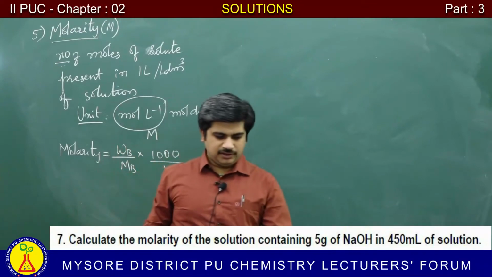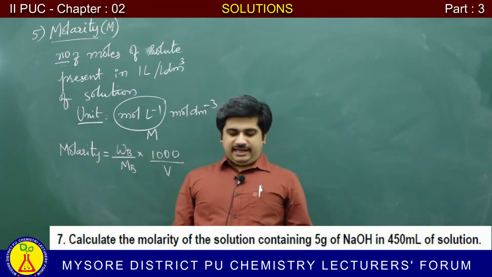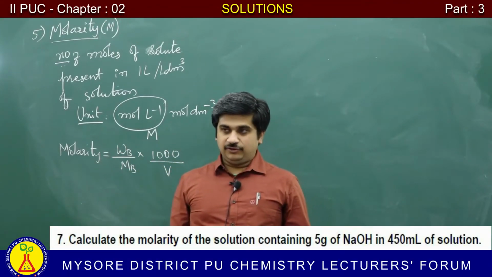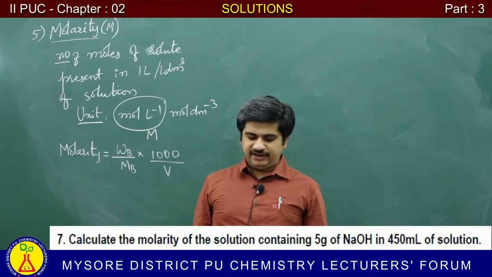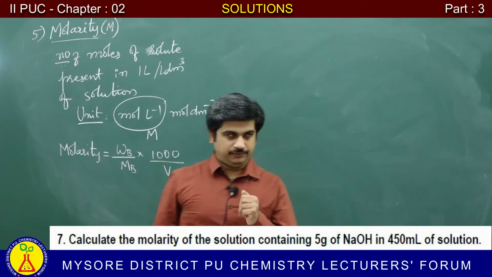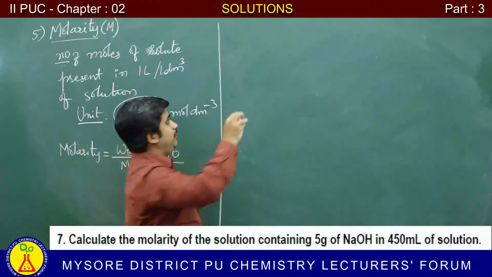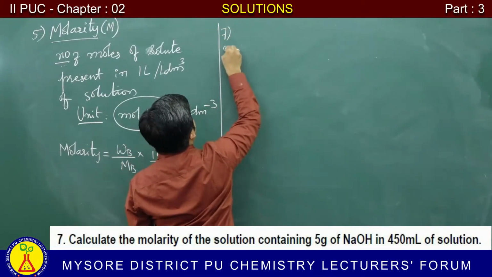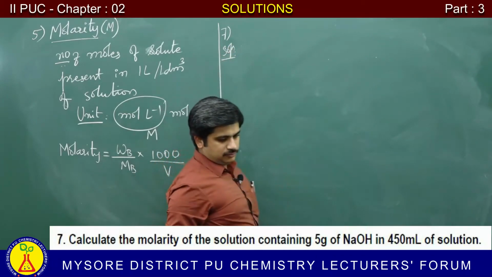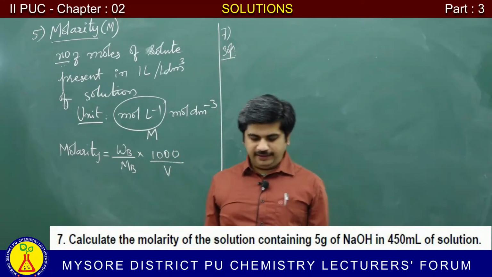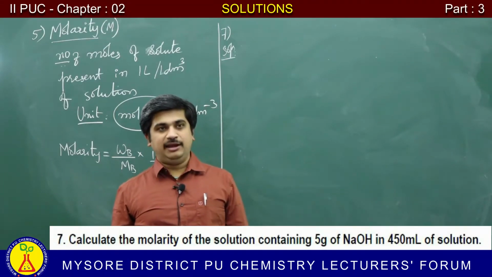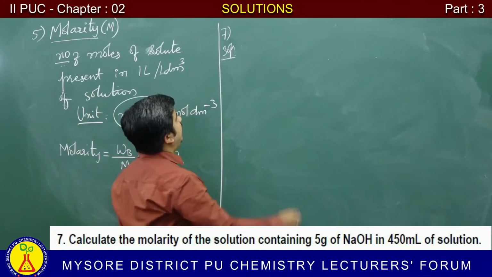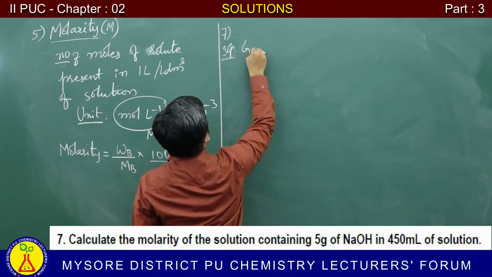This is the problem for us. Calculate the molarity of a solution containing 5 grams of sodium hydroxide in 450 ml of solution. This is the 7th problem. Calculate molarity of a solution obtained by dissolving 5 grams of NaOH in 450 ml of solution. So we can copy what is given.